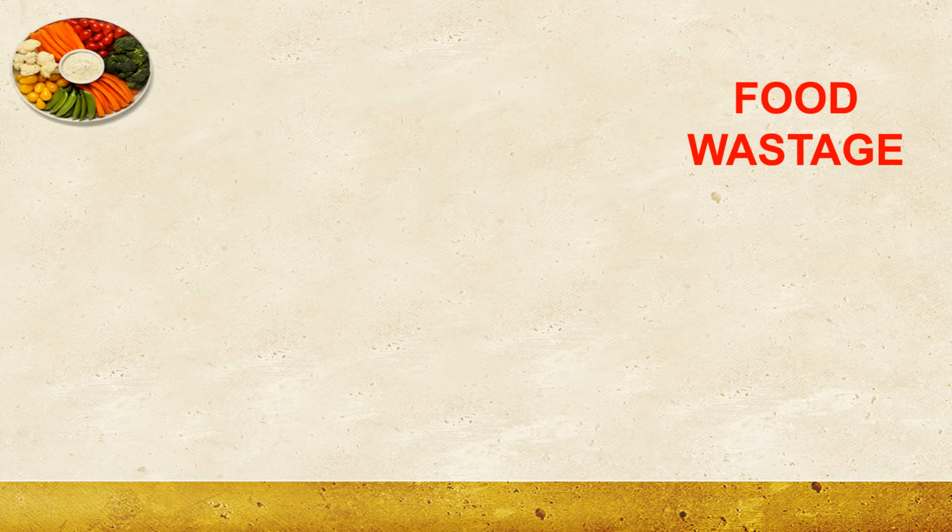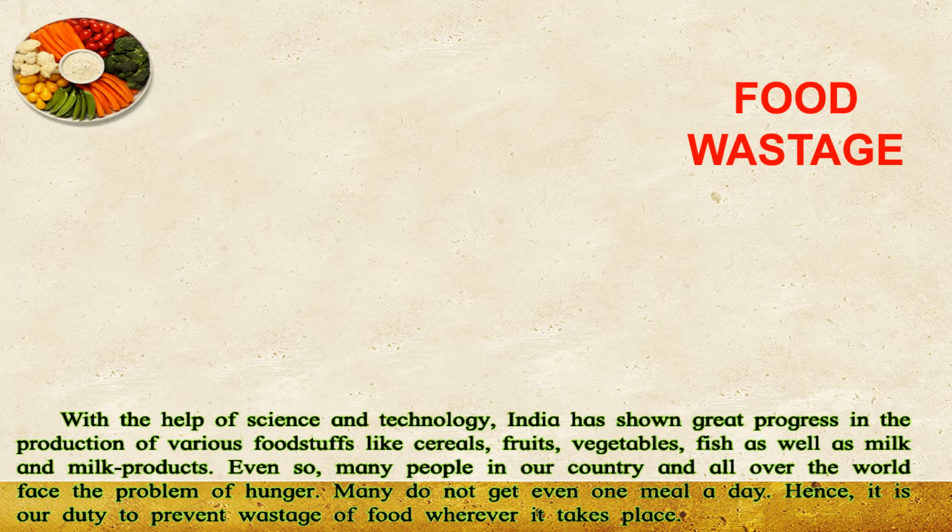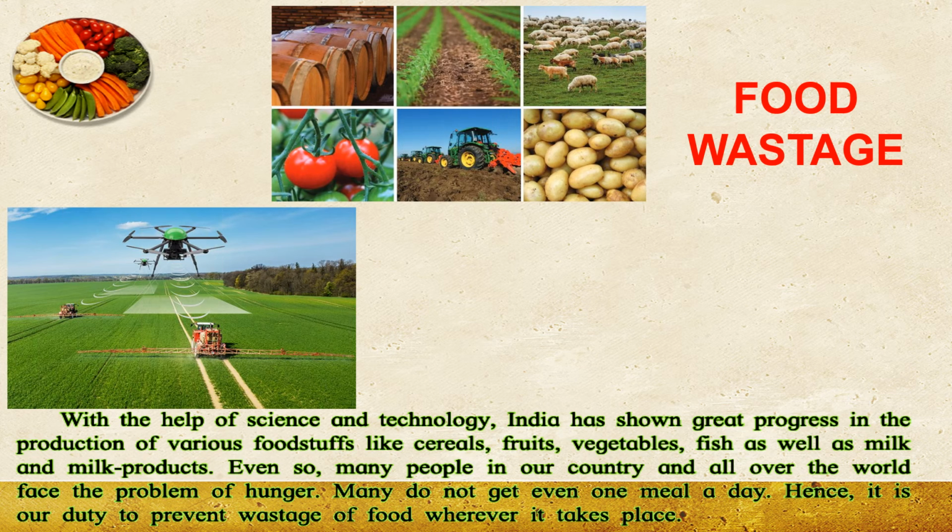Next we have is food wastage. Now, with the help of science and technology, India has shown great progress in the production of various foodstuffs like cereals, fruits, vegetables, fish, as well as milk and milk products. Right? Milk products means cheese, ghee, butter.